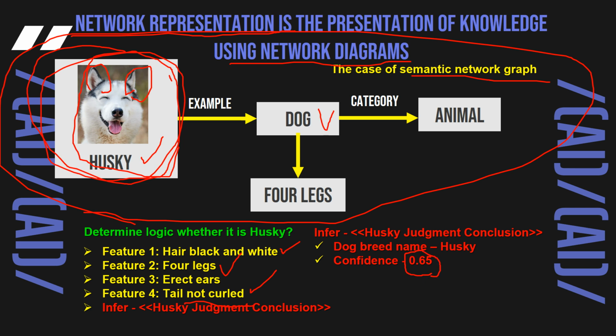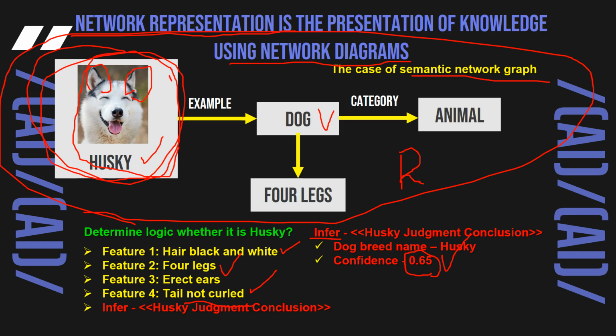So if you are familiar with R, how many of you have learned R? It's a program, right? So if you use R or Python, they will give you a probability. For example, they will give 0.65 based on the 4 features right here. Inference is making a conclusion about the husky judgment. So like 65%, you will conclude that the dog breed name is husky. Remember, it's called a semantic network graph. That's a very good topic.